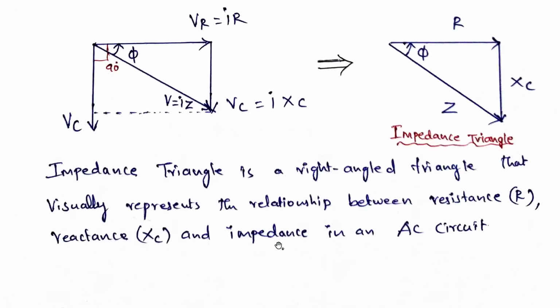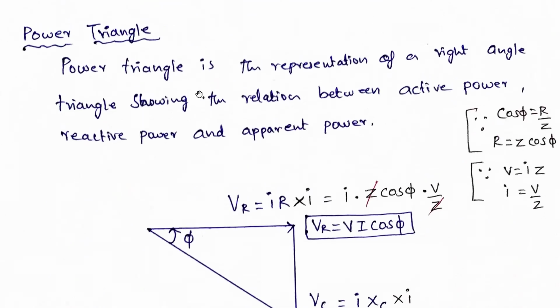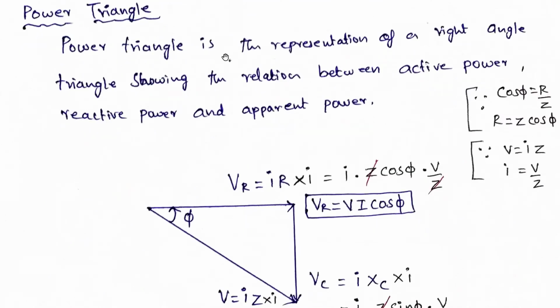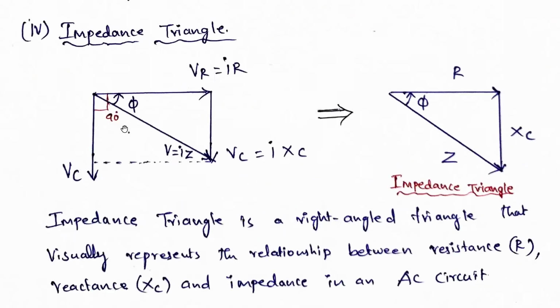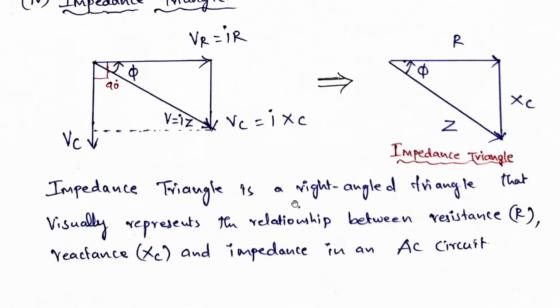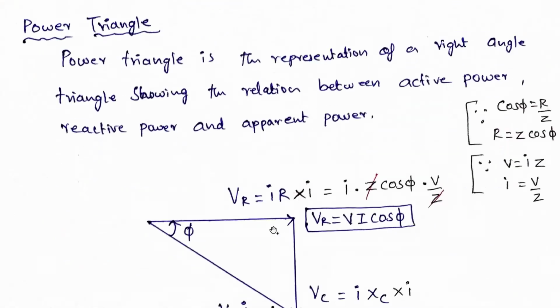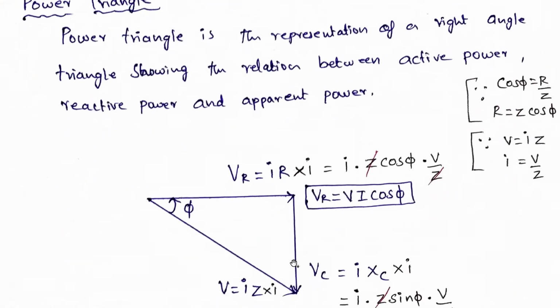Now we need to draw the power triangle. The power triangle we already saw in the previous problem also. The power triangle is a right angle triangle representation showing the relationship between the active power, reactive power, and the apparent power. In the same triangle, this triangle again we are drawing over here. Same triangle again I am drawing over here.